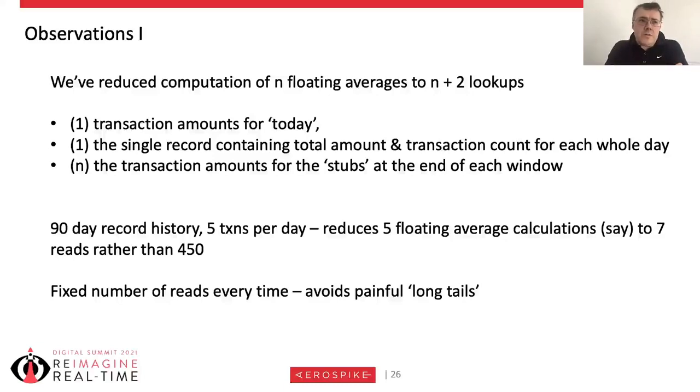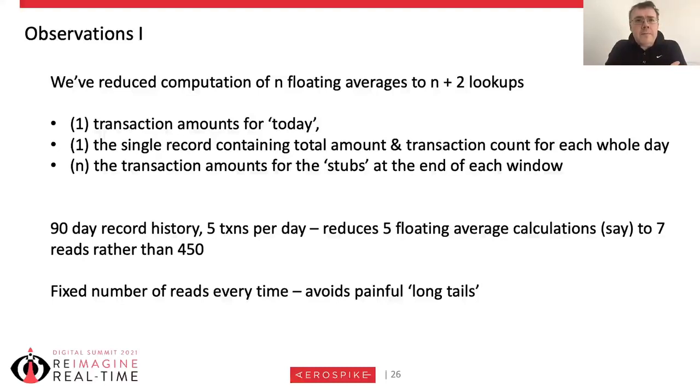There's one corresponding to the stub at the beginning of the window, which is the same stub every time, right? Because I've always got to look up data for the current day. And the last one in the n plus 2 is the data corresponding to all the aggregate data for whole numbers of days, which you will recall was put in a single record.